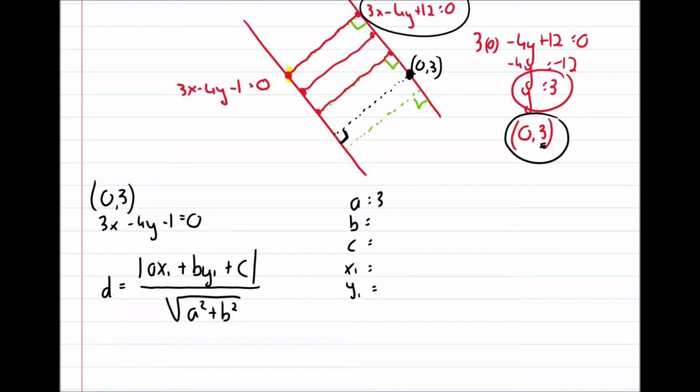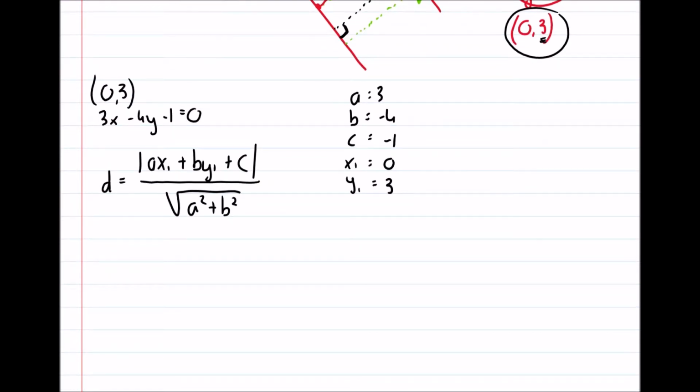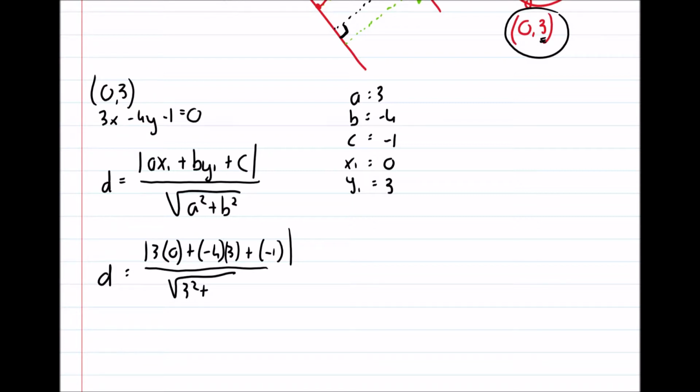So a is 3, b is minus 4, c is minus 1, x1 is 0 and y1 is 3. I slot those into this. D equals the modulus of a, so it's 3 multiplied by 0 plus minus 4 multiplied by 3 plus minus 1 all over the square root of 3 squared plus minus 4 squared.